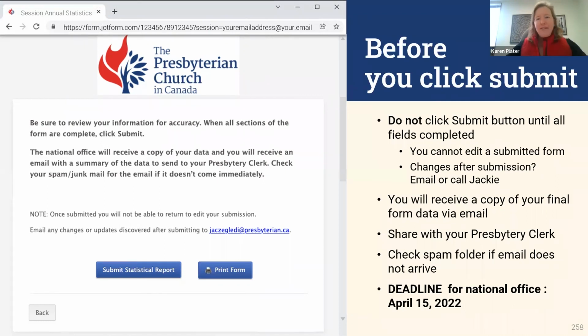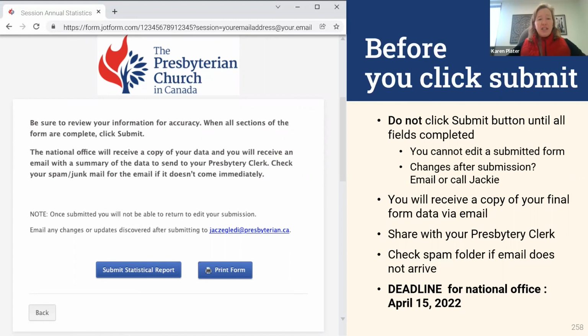So finally, you've got everything up, everything's loaded, everything's good. You've checked everything with all the people who need to be checked. You've sent it to presbytery if they've asked you to send it to them first. They've checked the numbers. You're ready to submit it to national office. It's before April 15th, 2022. Click that Submit Statistical Report button. Do not click the button until all the fields are completed, because you can't edit a submitted form.